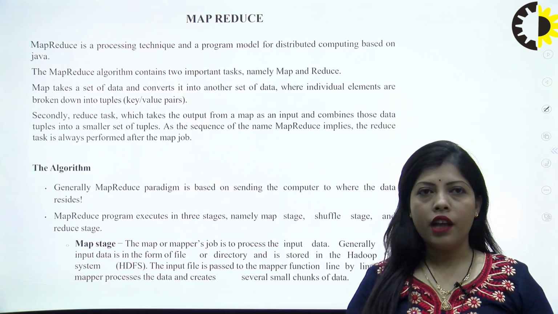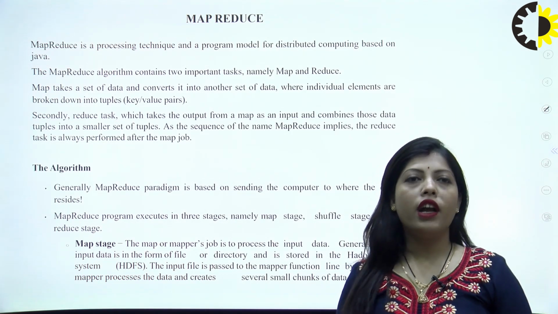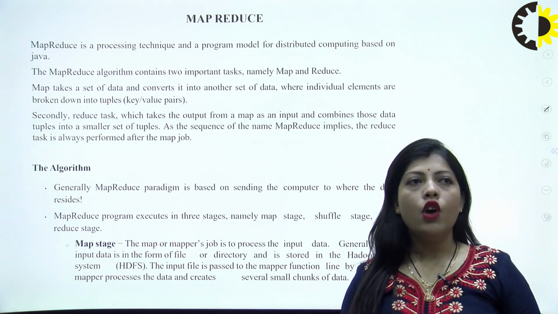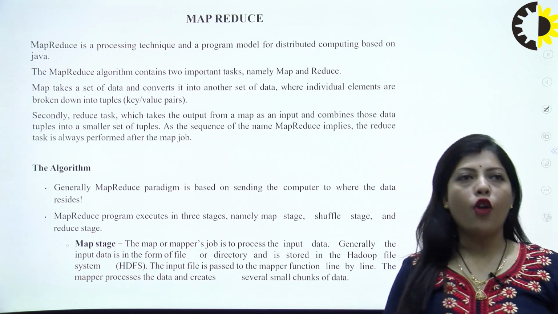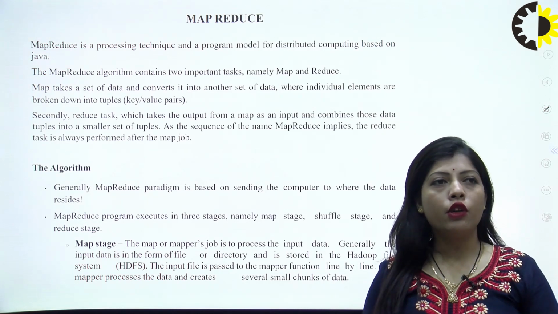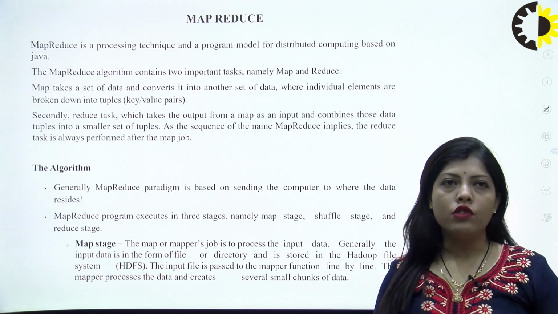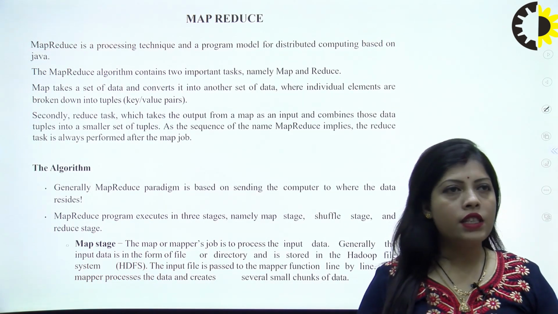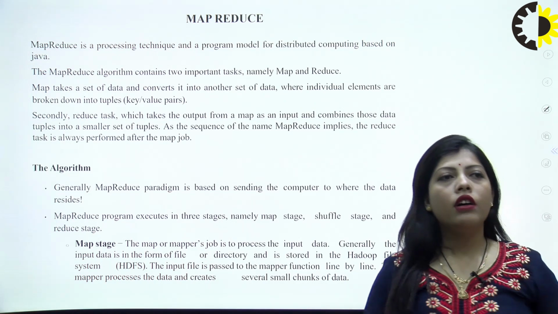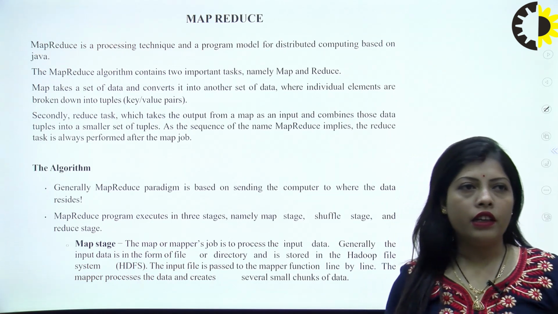Map takes a set of data and converts it into another set of data, where individual elements are broken down into pieces or small units. Secondly, the reduce task takes the output from a map as an input and combines those data tuples or smaller units into a smaller set of tuples. As the sequence of the name MapReduce implies, the reduce task is always performed after the map job. The MapReduce paradigm is based on sending the computation to where the data reside.